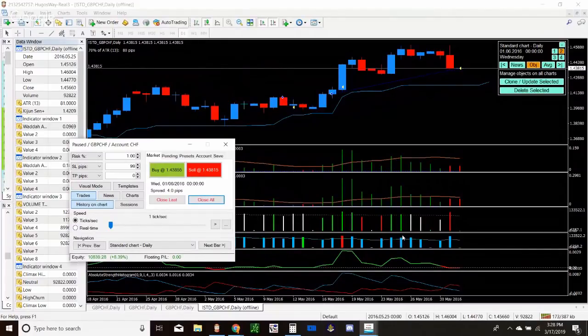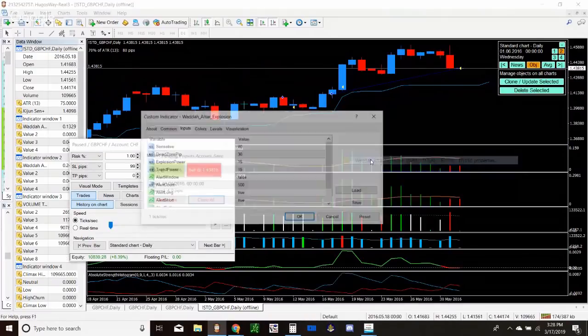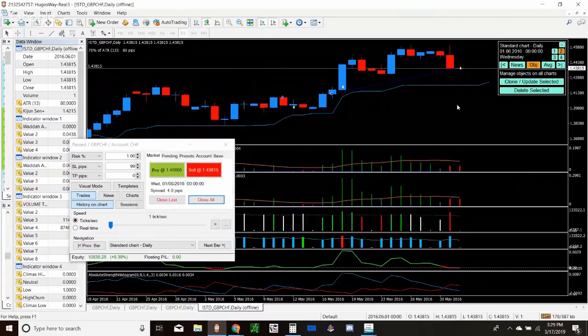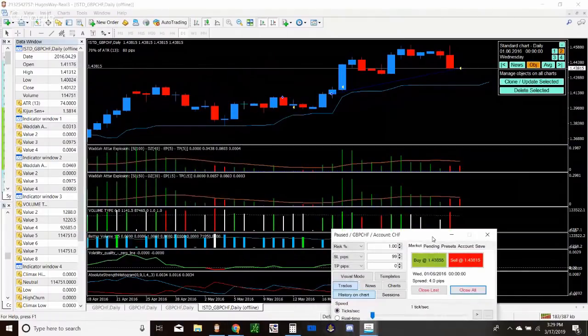WAE settings for the daily is 140, 5 and 5. Okay, we can try that out then. Try that on here. So try these settings, are they any different? Okay. So it looks like a little less sensitive maybe than this one.